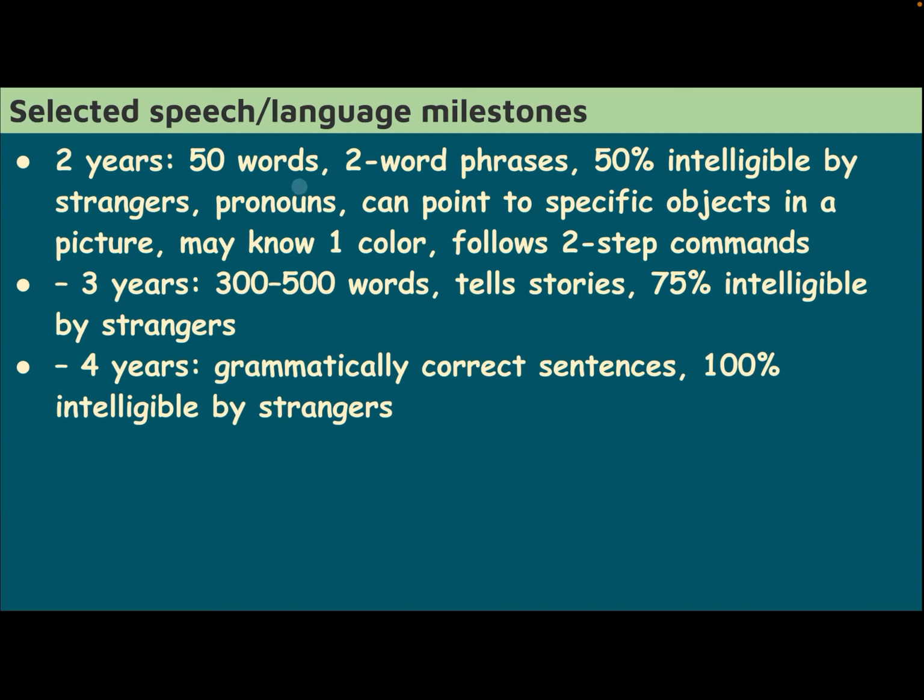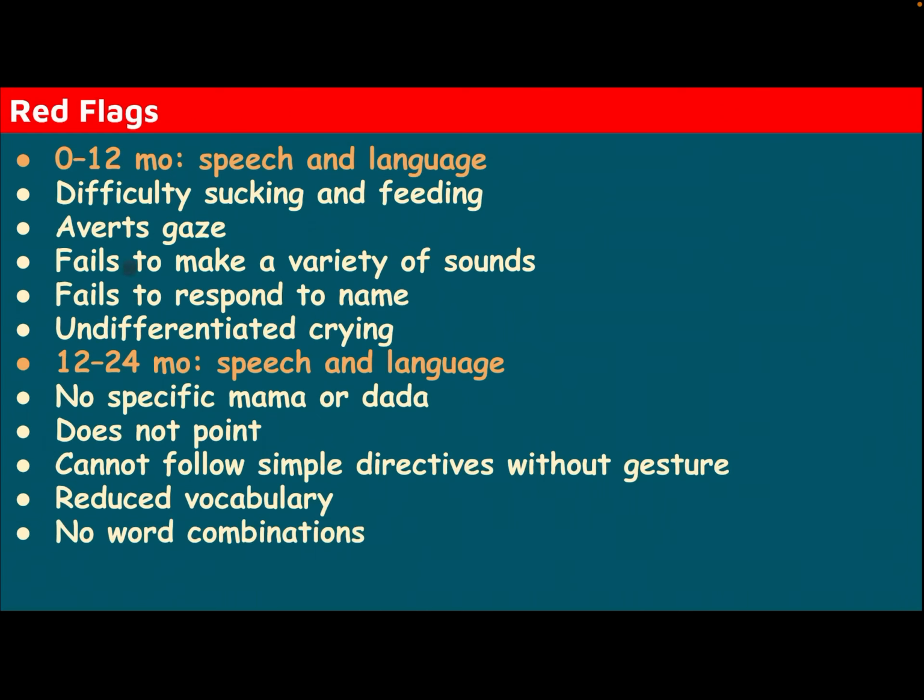2 years, 50 words, 2-word phrases, 50% intelligible to strangers, pronouns, can point to specific objects in a picture, may know 1 color, follow 2-step commands. 3 years, 300 to 500 words, tells stories, 75% intelligible to strangers. 4 years, grammatically correct tenses, 100% intelligible to strangers.